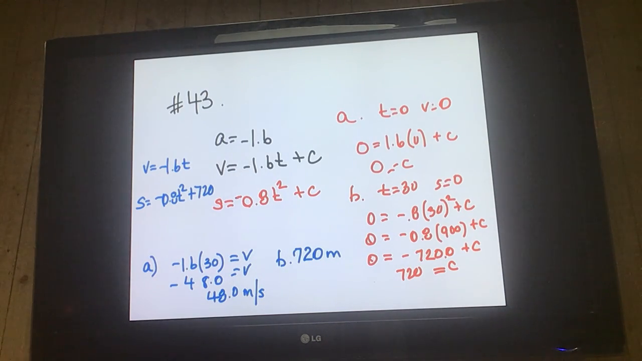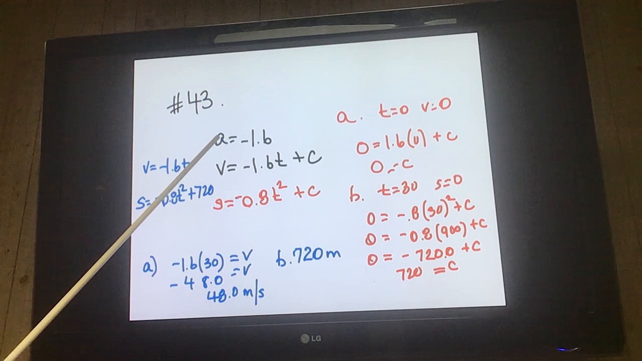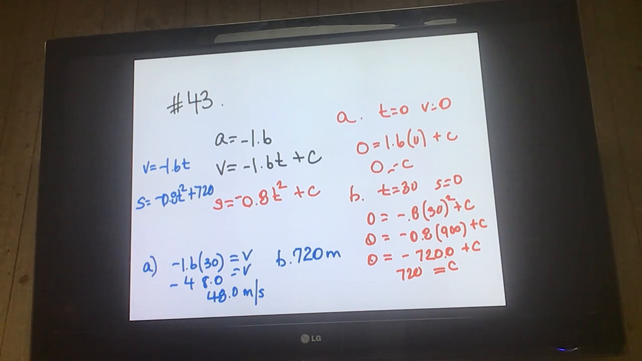All right, number 43 was a word problem. They start out saying that the acceleration due to gravity is negative 1.6 meters per second squared. So there's my function, a equals negative 1.6. And we learned that the derivative of position is velocity. The derivative of velocity is acceleration. So here we're just working backwards.